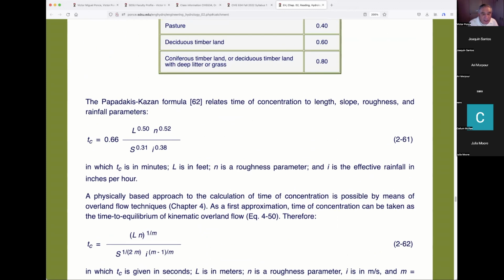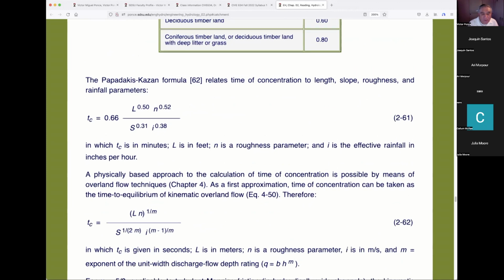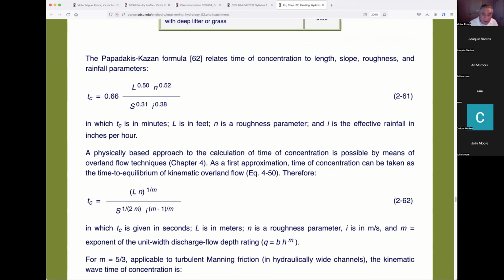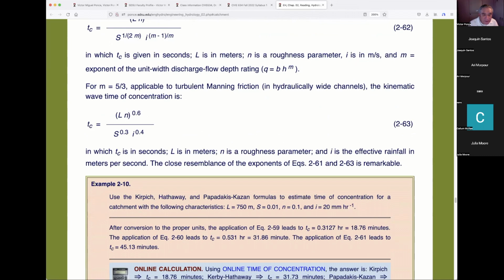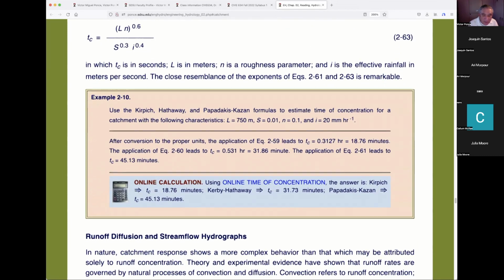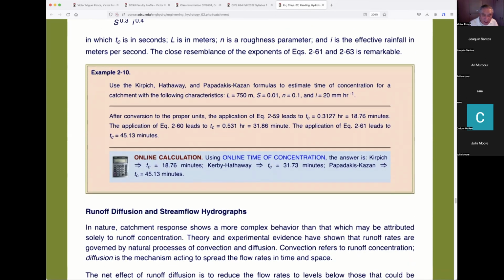So I would say that at this point, the best of these formulas is the Papadakis-Kazan, because it has the 4 inputs that are required. Because as you can see from a theoretical standpoint, all the inputs from Papadakis are there, short of M, which goes into the exponents. So it's close. There's an example in here that I urge you to go ahead and test.